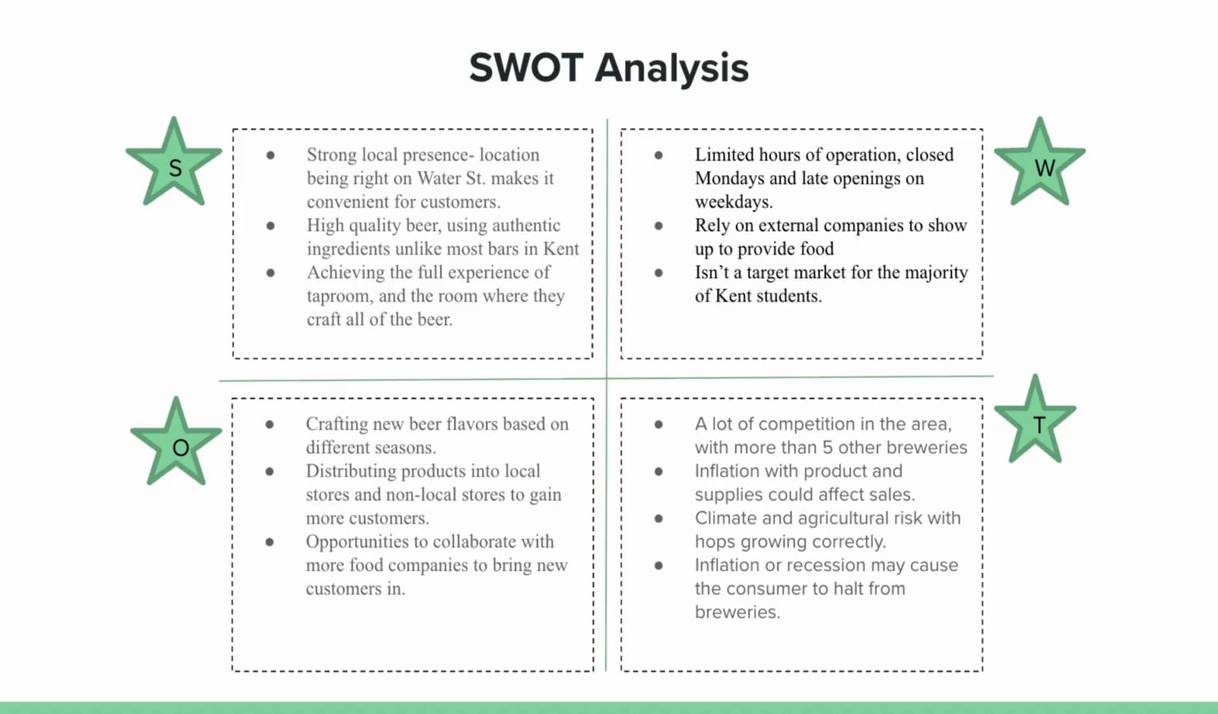And some weaknesses: limited hours of operation. They're closed on Mondays and open late on weekdays. They rely on external companies to show up and provide food, and it isn't a great target market for the majority of Kent students. I think the food one is really big. Not having a lot of food can impact customers' decisions on coming to the brewery or not. But I think it could also be a strength, in that maybe customers of these local food restaurants don't really drink beer, but they see them at Northwater, so they decide to go out, and maybe they end up liking it, and Northwater just gained another customer.